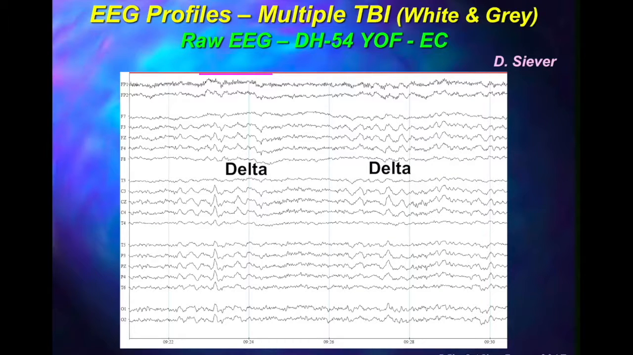Now, when we look at this here, notice the large delta waves that are showing up in this recording. You can see them there. And notice, though, that otherwise everything is very flat. There's really no alpha to speak of, and there's really no beta to speak of as well.